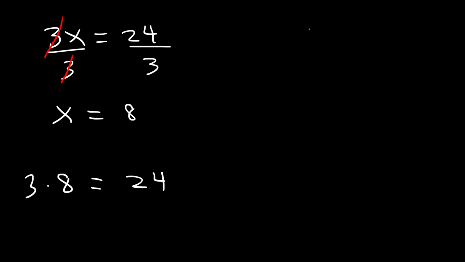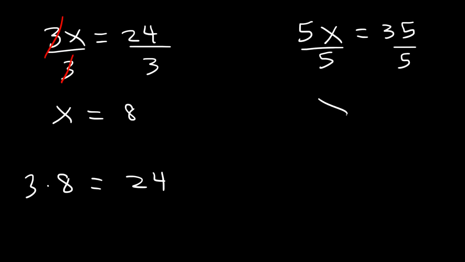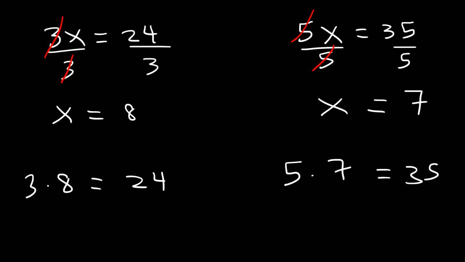So let's try a similar problem. If 5x is equal to 35, then what is the value of x? If we divide both sides by 5, x is going to be 35 divided by 5, which is 7, because 5 times 7 is 35. So these are the solutions to these two equations.